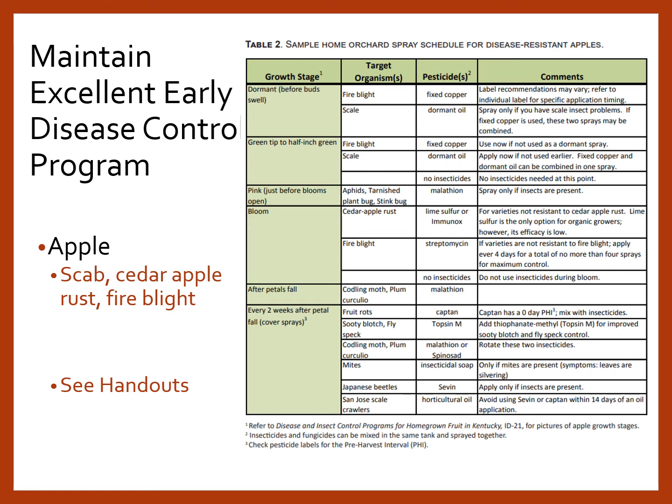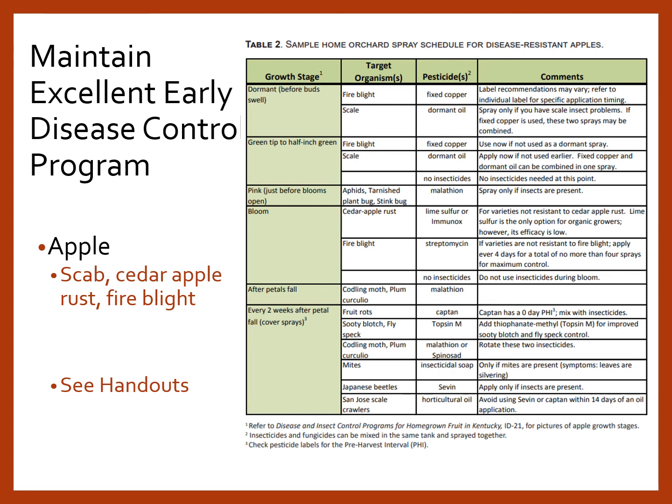So at dormant, you're going to spray for fire blight with fixed copper, and dormant oil for scale. And then at green tip, you're going to spray fixed copper for fire blight again, and you're going to spray dormant oil for scale again if it's needed. And then at pink, it's just for your blooms open. Again, you're going to spray Malathion for the aphids, tarnished plant bugs, and stink bug. And then at bloom, you're going to do cedar apple rust. You're going to spray with lime sulfur or Immunox. I'd probably do Immunox since it is systemic and it'll give you a little better control. And then again, streptomycin for your fire blight. Never spray any insecticide during bloom because we don't want to kill the pollinators.